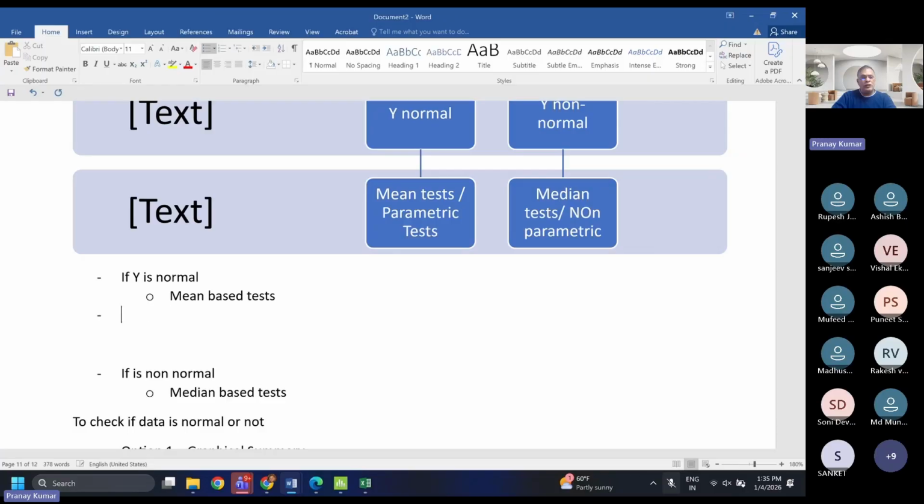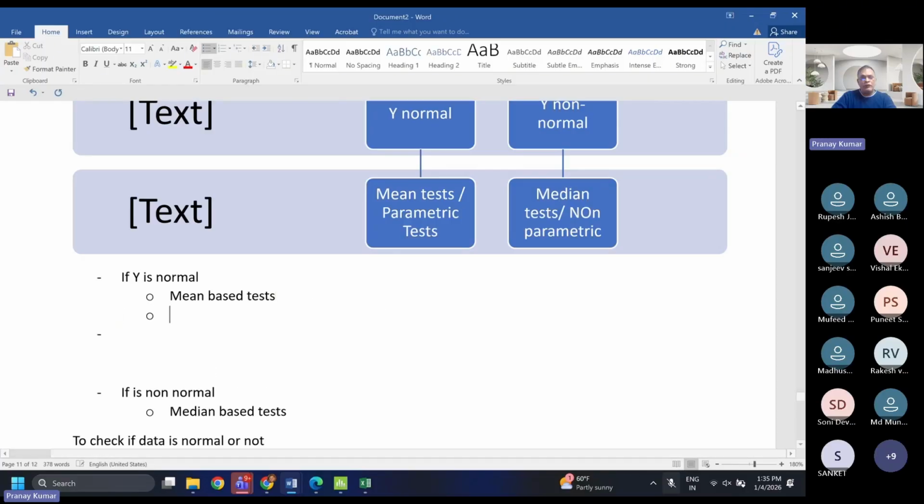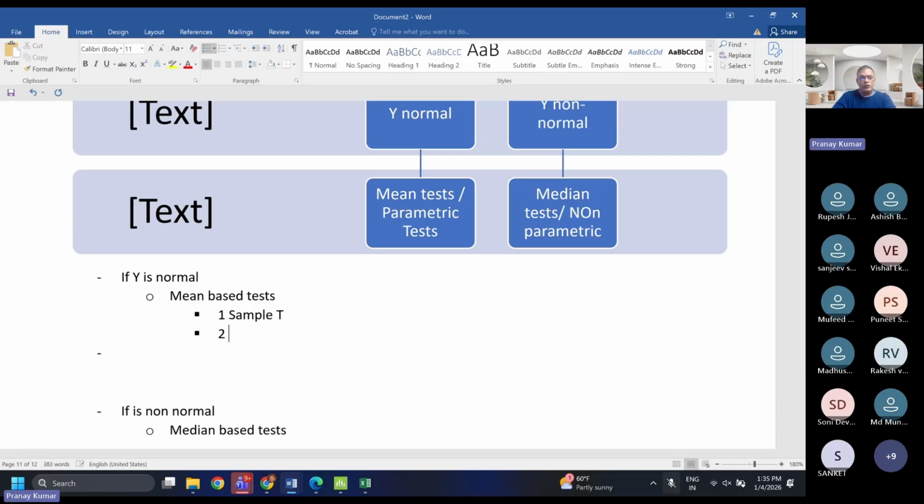There are three tests that we use when we are in the mean wala category. One test which is referred to as one sample t-test, another referred to as two sample t-test, another referred to as one-way ANOVA.